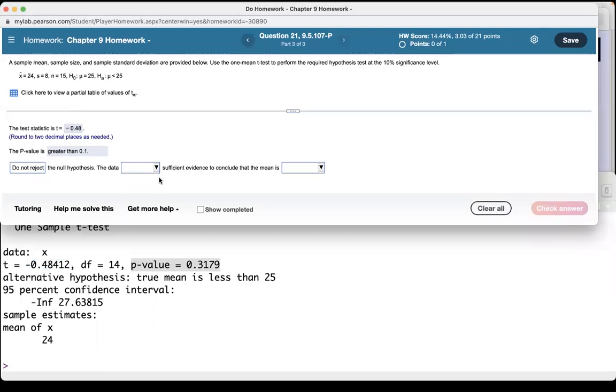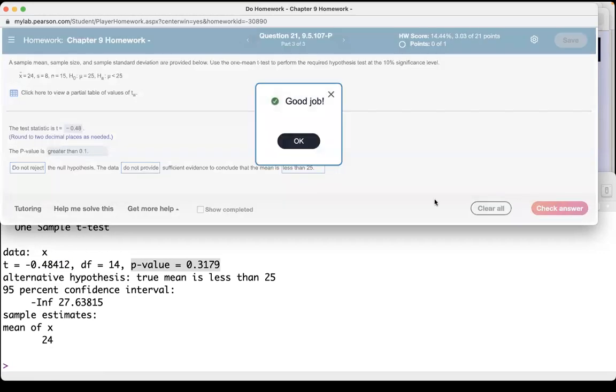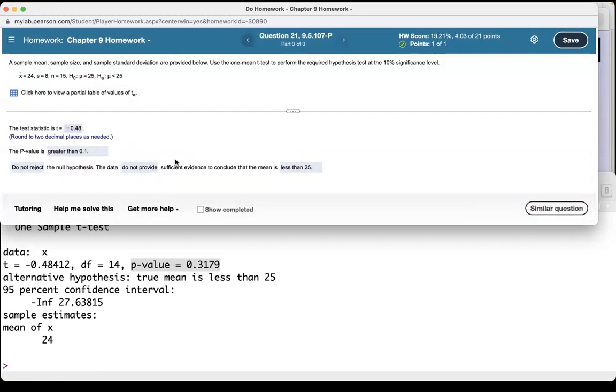And one other comment about these questions in chapters 9 and 10: if you reject the null hypothesis, it's because you have sufficient evidence to reject it. If you do not reject, it's because you do not have sufficient evidence to reject it. And so in this case, we do not have sufficient evidence to conclude that the mean is less than 25, because that's our alternative hypothesis. Okay, and so that's always going to be how that works as far as those go.